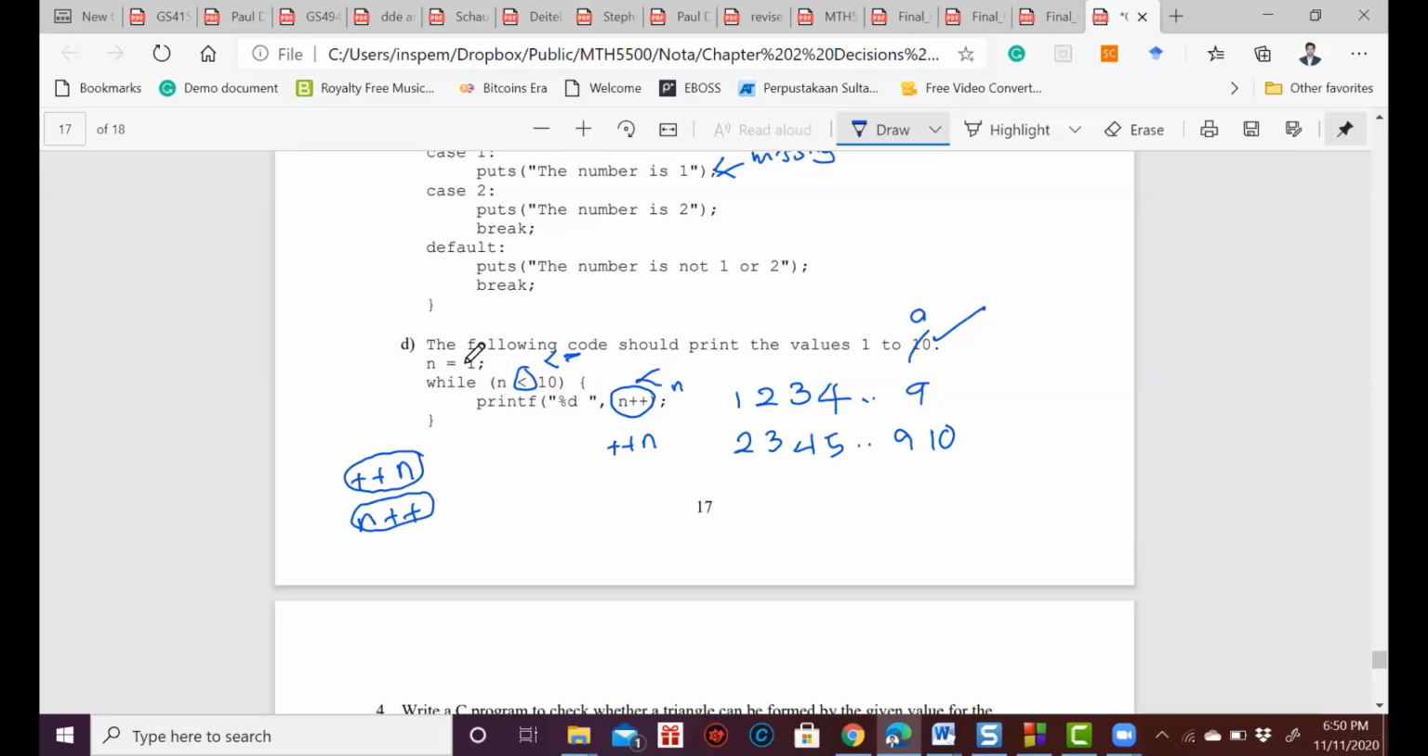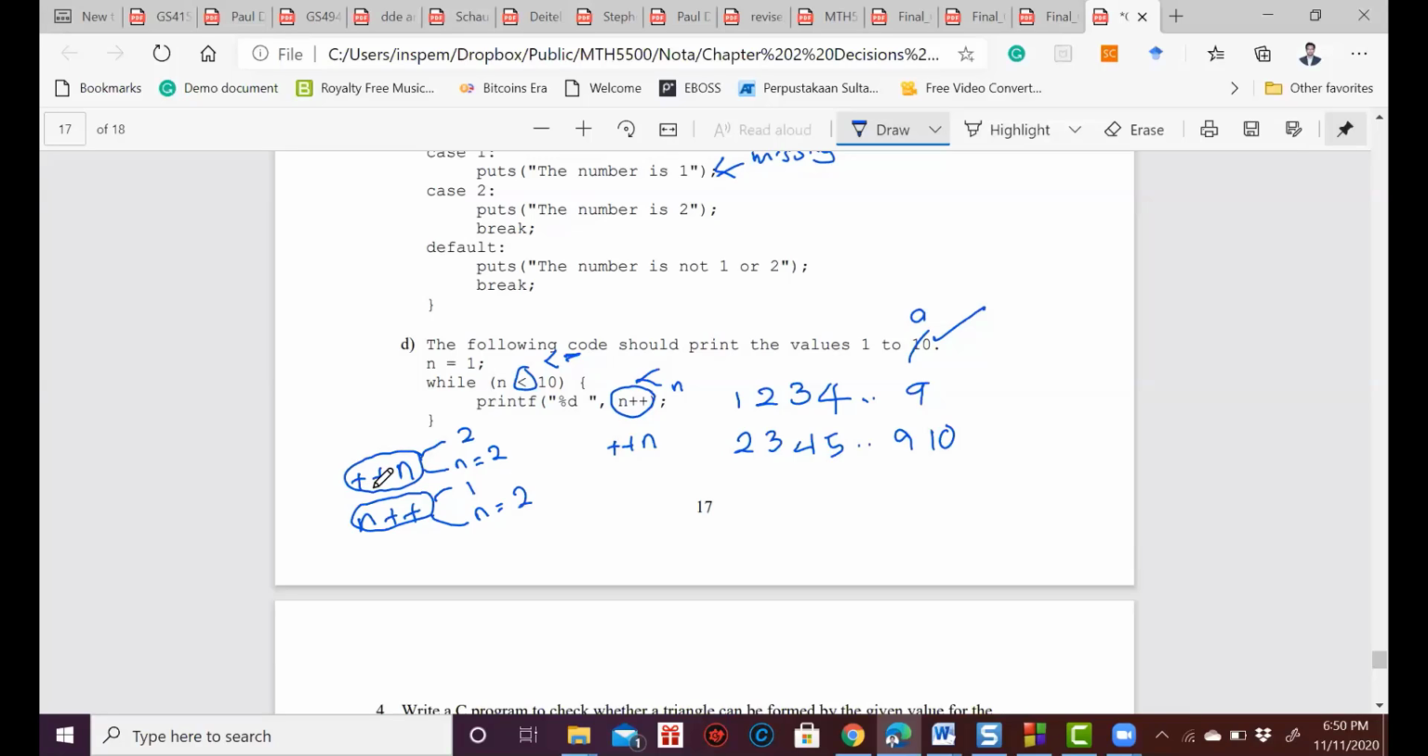Okay, let's say we take n equal to 1 first. Plus 1, the value for this one will be 2. The value for n is 2. For this case, n plus, this one is postfix, plus at the back, so the value for this one is 1. The value for n is 2. Whether plus is in front or at the back, n still increases by 1, becomes 2. But the value of the expression, in this case it is 2, in this case it is 1. This one is postfix, this one is prefix.